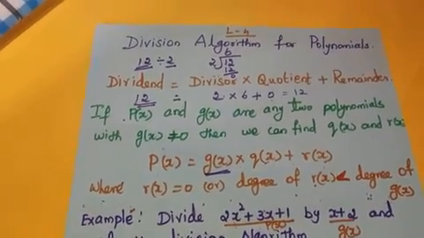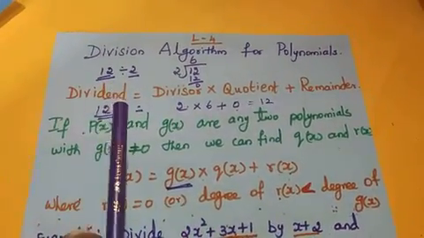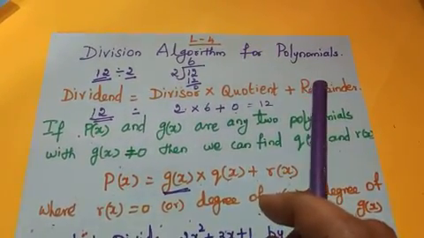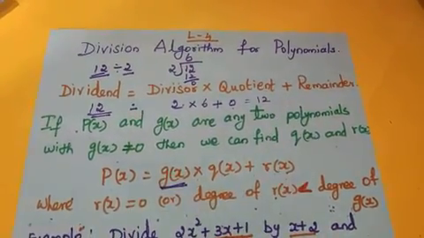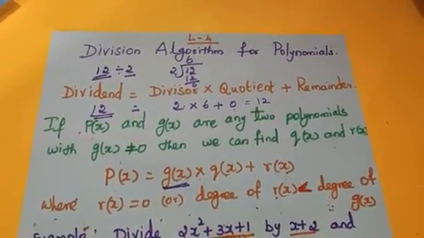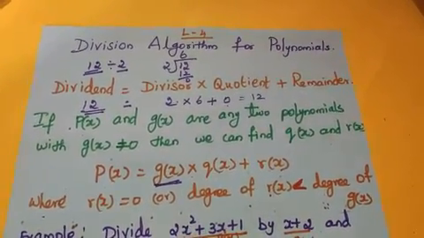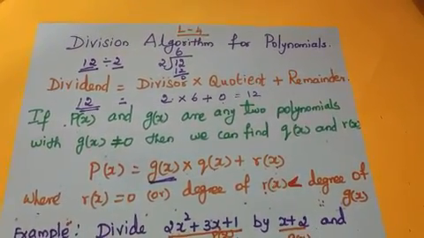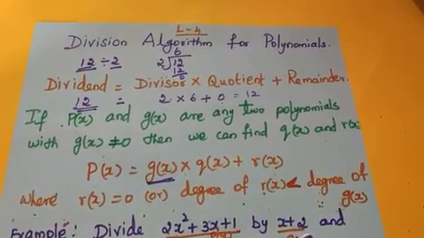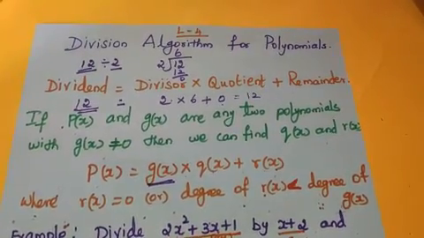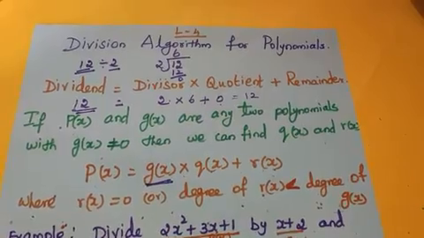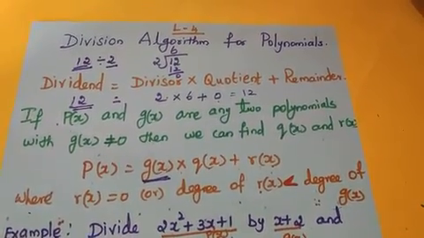Welcome children. Today I am going to explain about the division algorithm for polynomials, class 10, second chapter, Polynomials. In my previous lectures I explained how to find the zeros of a polynomial, and then how to find the quadratic polynomial using the zeros, and in my third lecture I explained the relationship between the coefficients and the zeros of a polynomial.